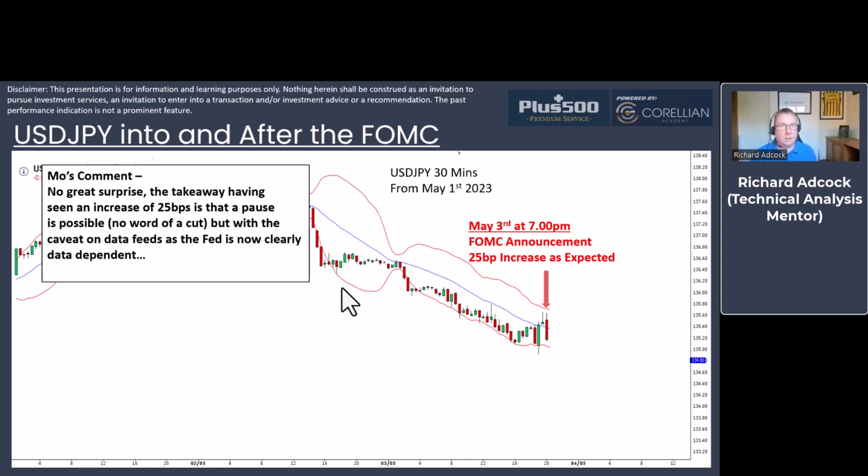No word of a cut within the statement, but with the caveat on data feeds, as the Fed is now clearly data dependent. So the takeaway from this and the announcement was that there was no great change in the situation. Risks were that we could perhaps see a pause in higher rates. The market had had its expected rise, and that may well see further selling pressure developing to re-establish the ongoing downtrend.